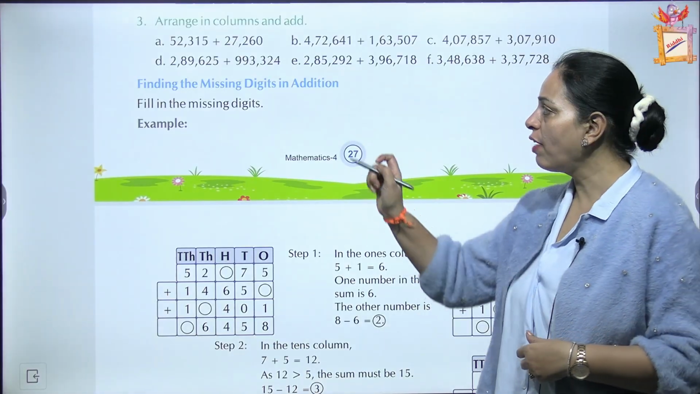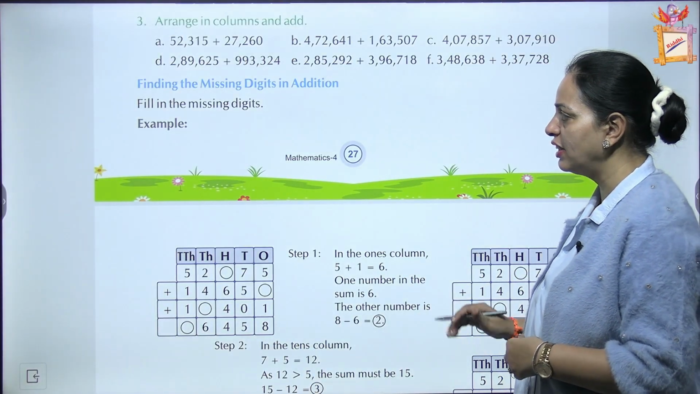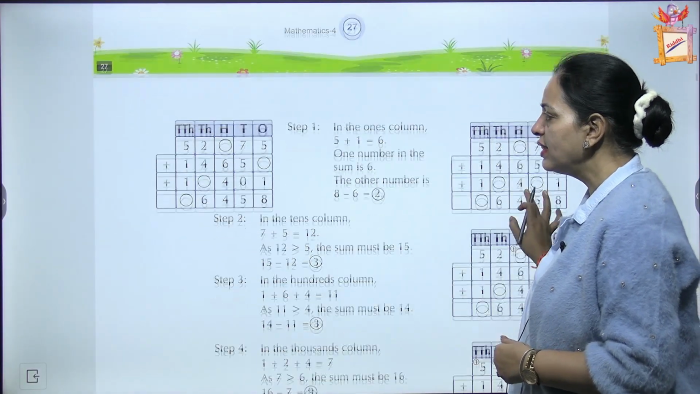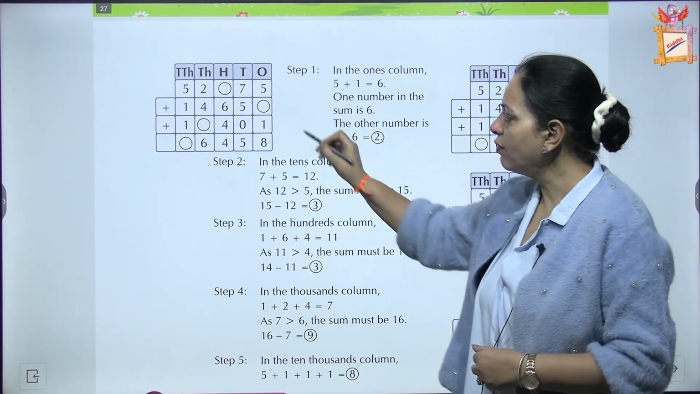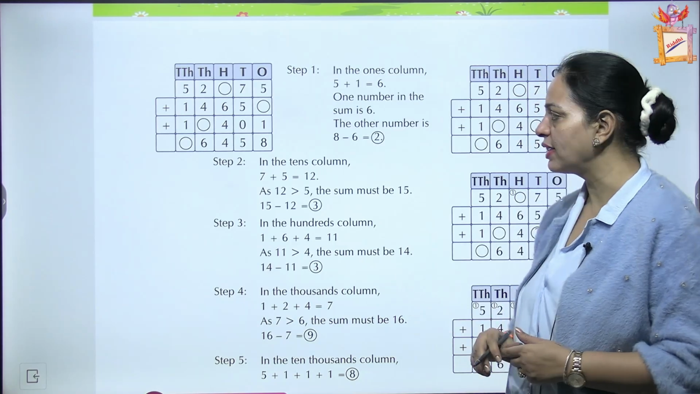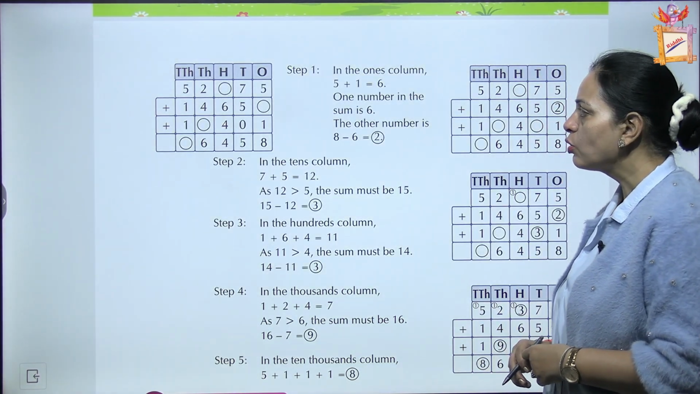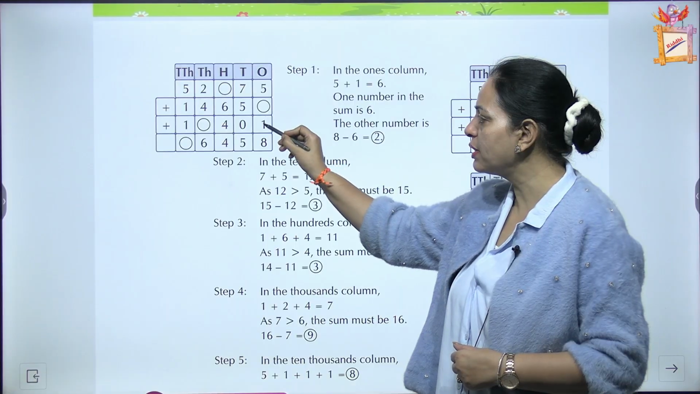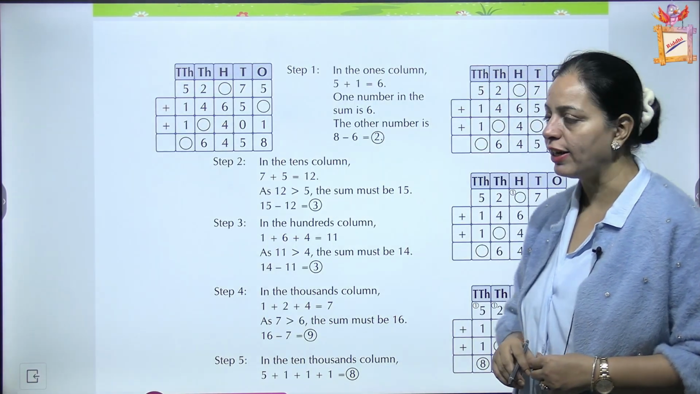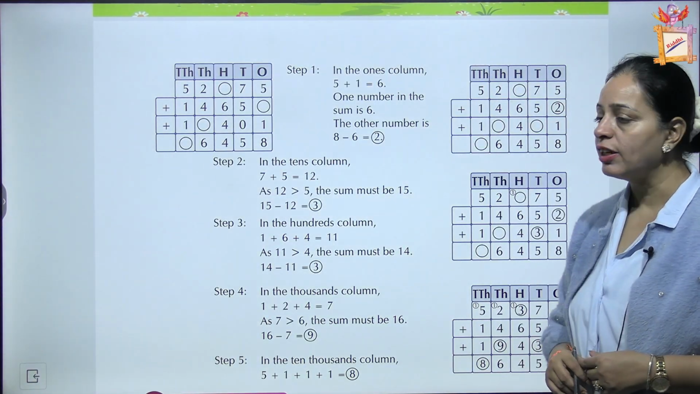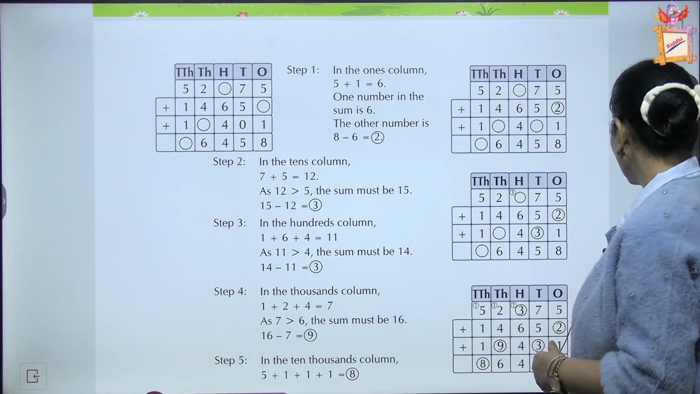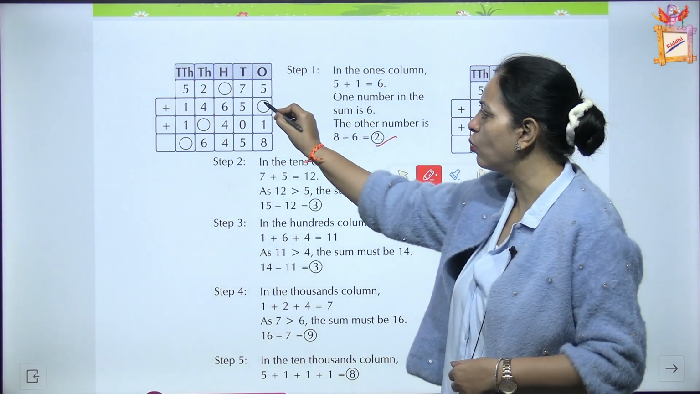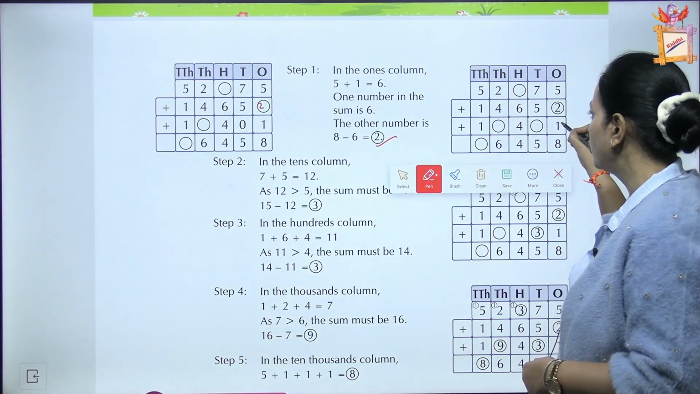Now the next, finding the missing digits in addition. So here is an example, filling the missing digits. See here, we have some digits missing. So how to do this? So first see the ones column. Here we have 5 and a missing digit, 1, and sum is 8. So 5 and 1, 6. तो 6 में हम क्या ऐड करें so that we are getting 8. So 8 minus 6 कर दें, that is 2. So you will write here 2.